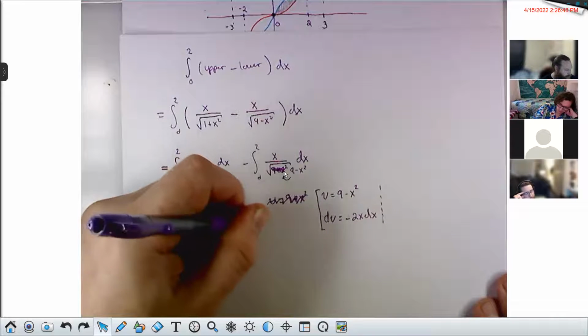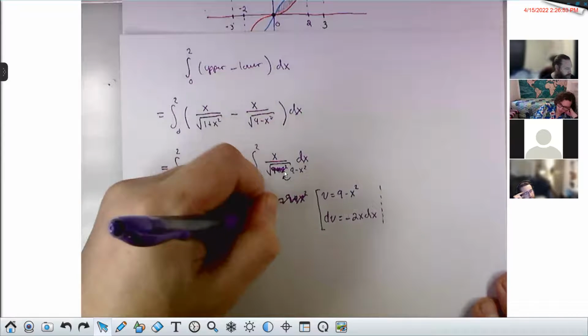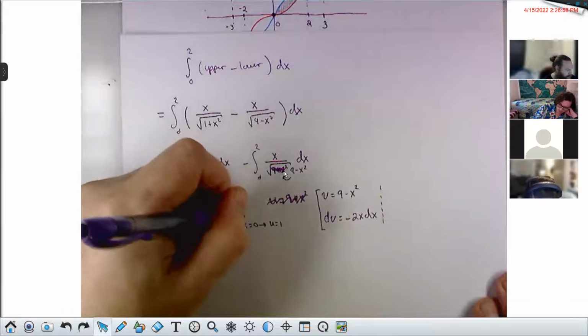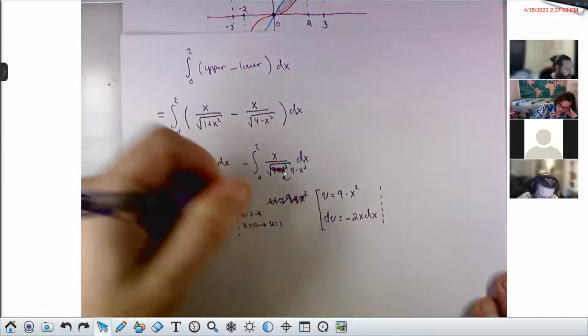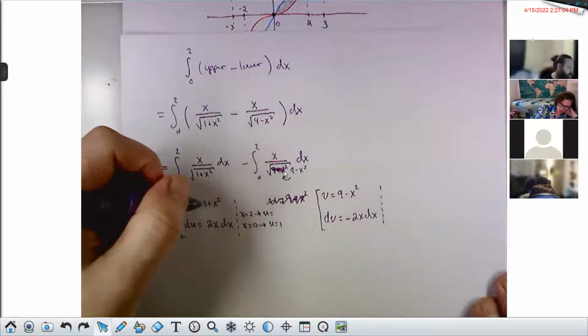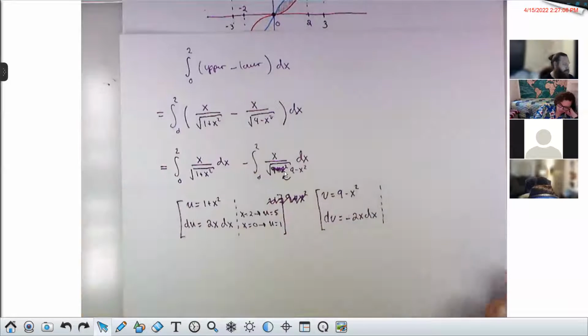When x is equal to 0 in the first integral, u is 1 plus 0 squared, which is 1. And when x is equal to 2 in the first integral, u is equal to 1 plus 2 squared. That's 1 plus 4, which is 5. So there's all the stuff I need for my first substitution.